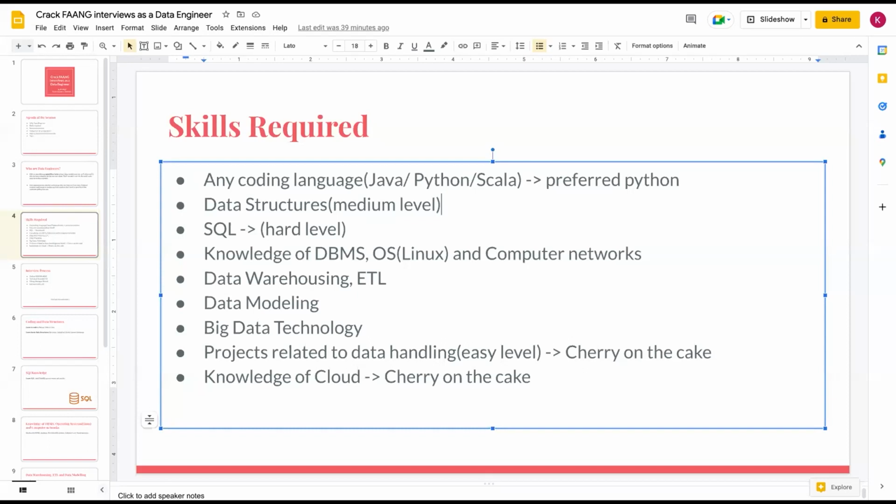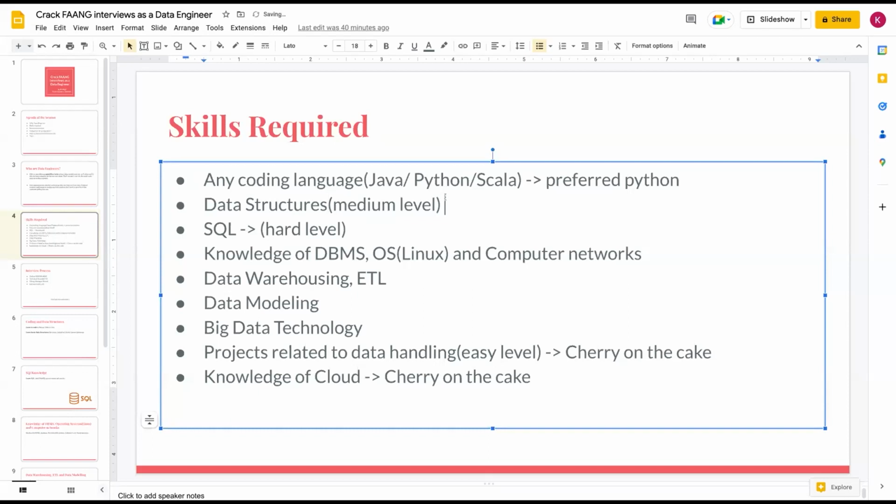If the SDE role is taken into picture, then the expectation is that the candidate must have knowledge of data structures at a very advanced level, right? But if you take this DE role, the expectation is you should know the basic data structures like arrays, linked lists, stacks, queues, hash maps, heaps. This must be known by the candidate. This is about the data structures.